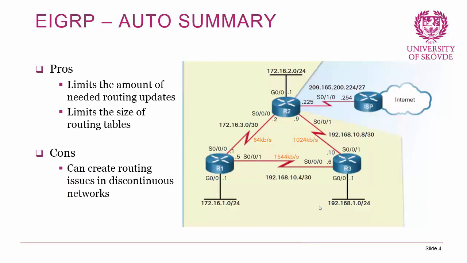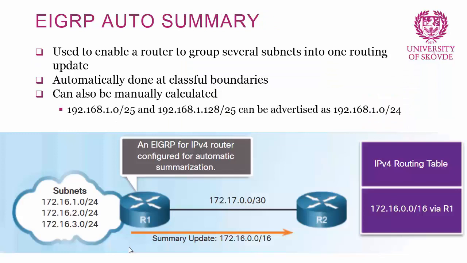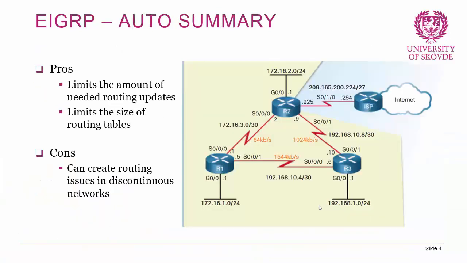And why would you want to do this? Well, the most obvious reason is that it will limit the amount of needed routing updates. In the previous example, if router 1 is responsible for three networks, not using auto summary would require us to advertise each and every one of those networks individually. But with summarization, we can just advertise one network. Also, route summarization will limit the size of routing tables, because the other routers would only have to have one routing entry that would cover all those networks. However, there is a big drawback, and that is that we can generate routing issues in discontinuous networks. With discontinuous networks, we mean networks that belong to the same classful boundary that are split up over different routers.